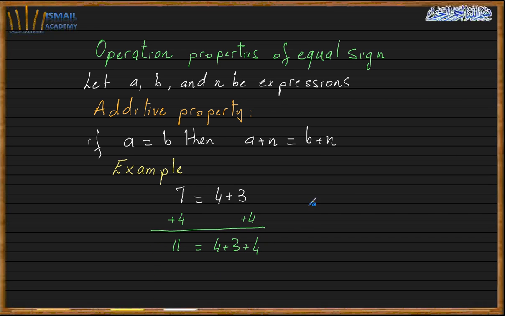If I have, for example, x minus 2 equals 7. You see they are equal, if I add 2 to both sides, they're still equal. So this is 7 plus 2, and this is x minus 2 plus 2. They're still equal. So that's the idea behind this additive property. When we add the same quantity on both sides, it's still the same.